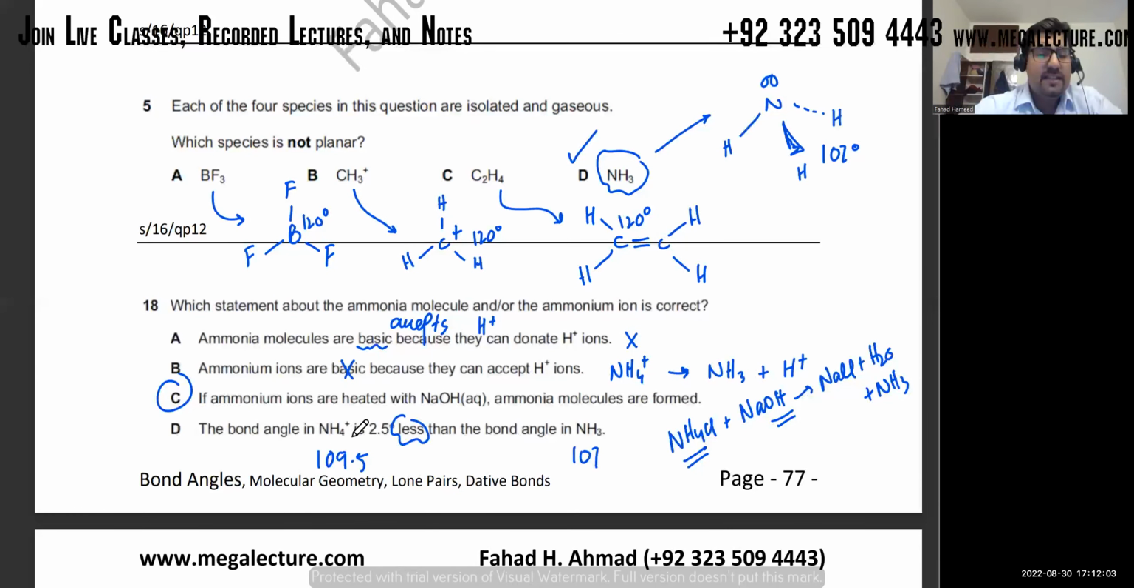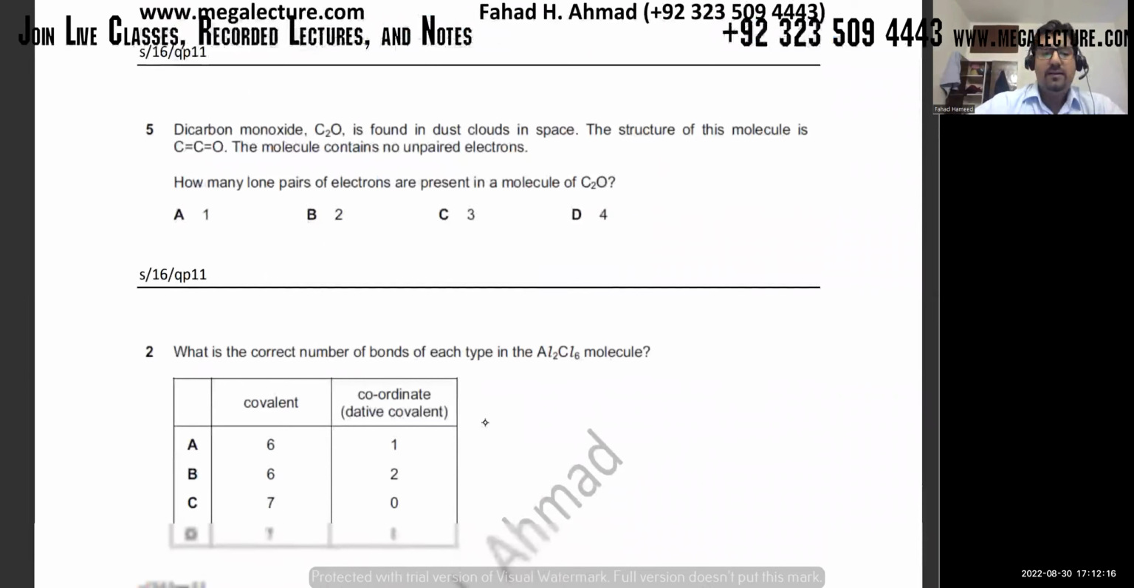So four bonds is a greater angle. It's a 2.5 degree difference, but it's greater than the bond angle in NH3. So that's what's wrong with this. Okay, and how many lone pairs?